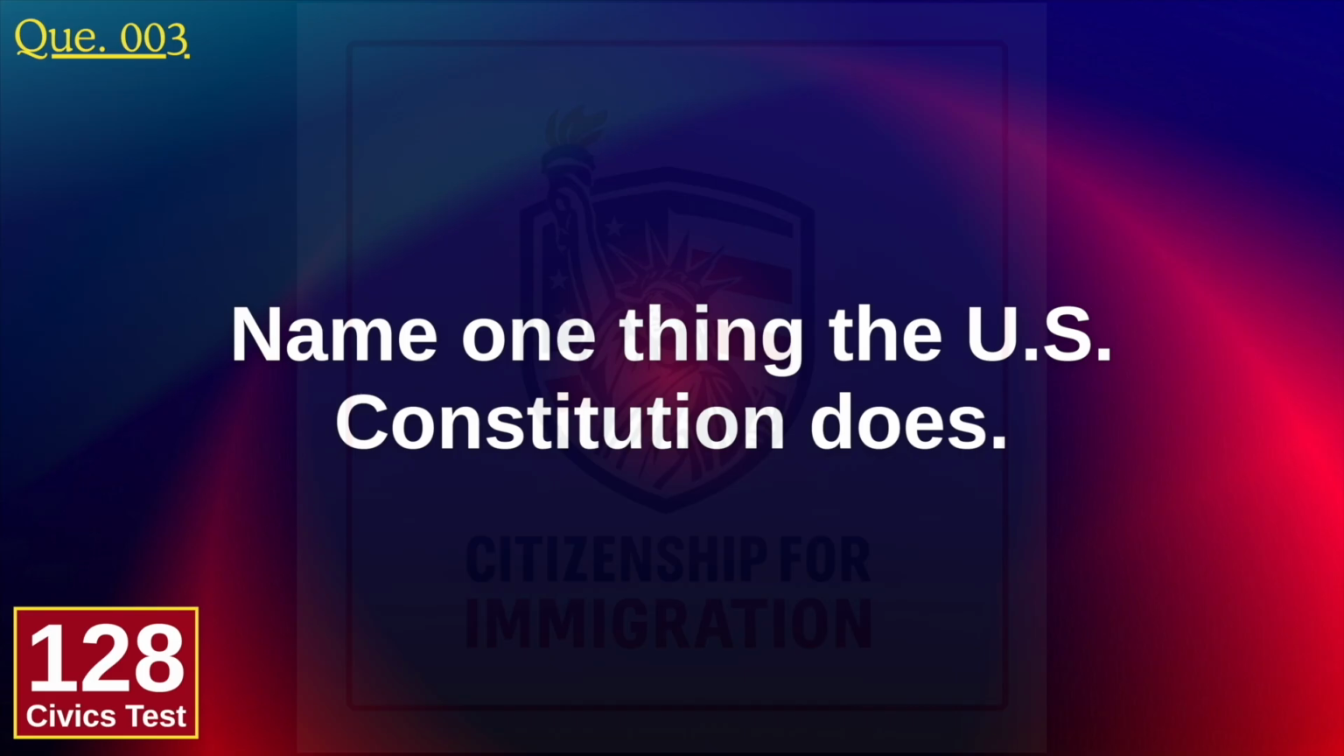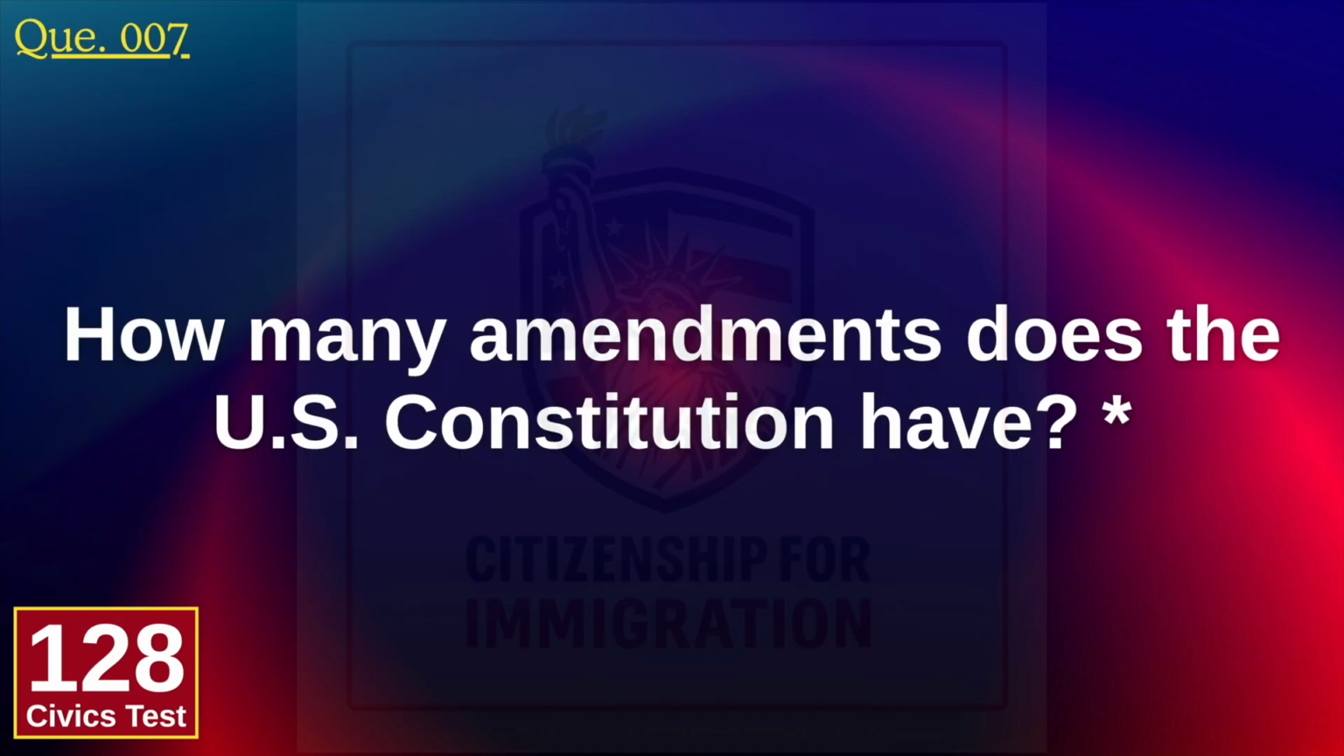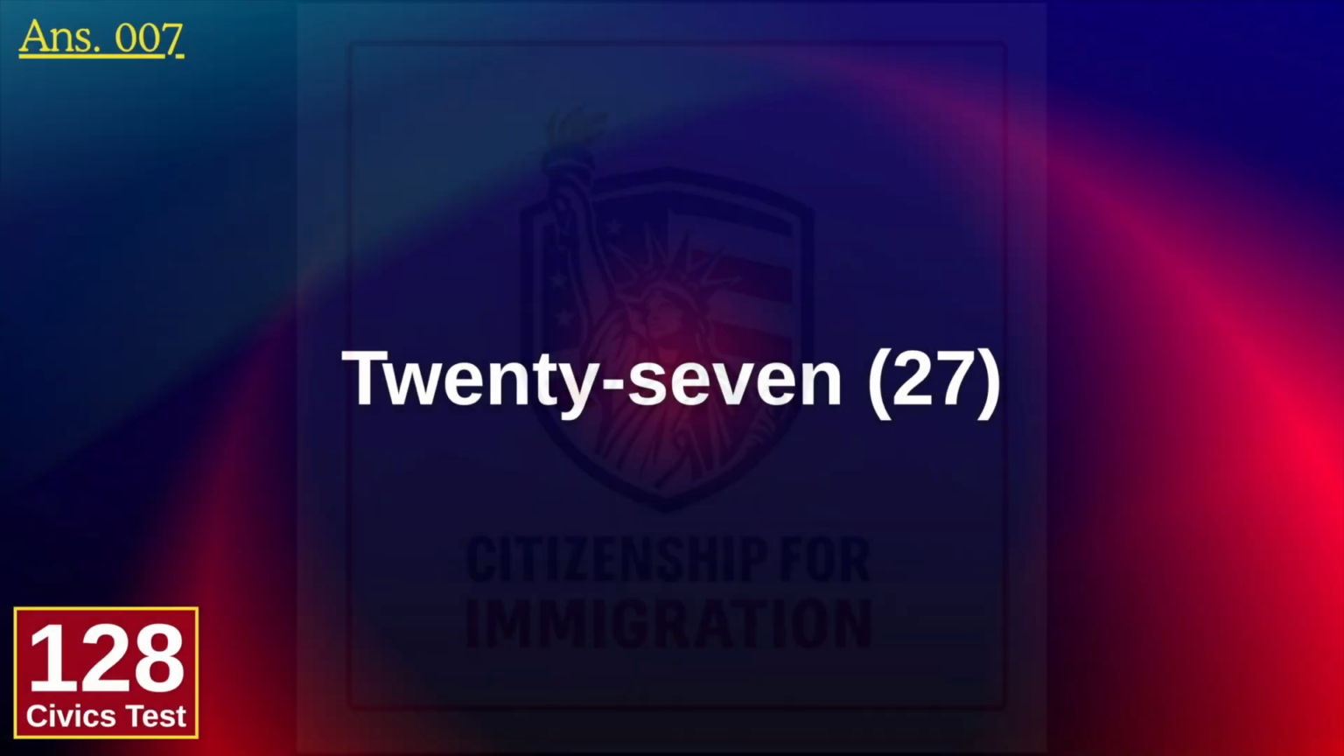Name one thing the U.S. Constitution does. Forms the government. How many amendments does the U.S. Constitution have? 27.